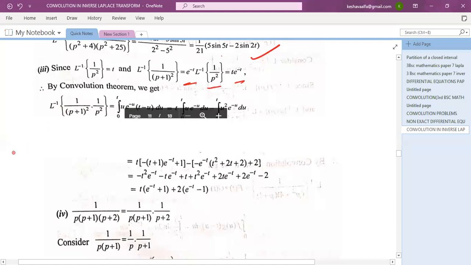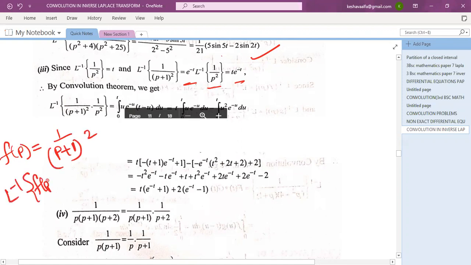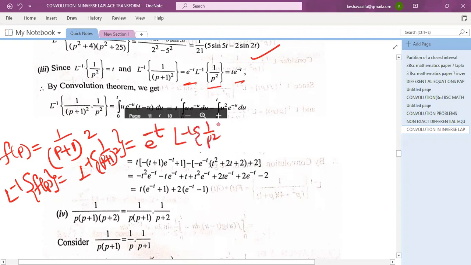So what is f of p? f of p is equal to 1 by (p plus 1) whole square. That is L inverse of f of p. L inverse of f of p is equal to L inverse of 1 by (p plus 1) whole square. That is equal to, using the first shifting theorem, e power minus t times L inverse of 1 by p square, that is e power minus t into t. We get t e power minus t. It is f of t.